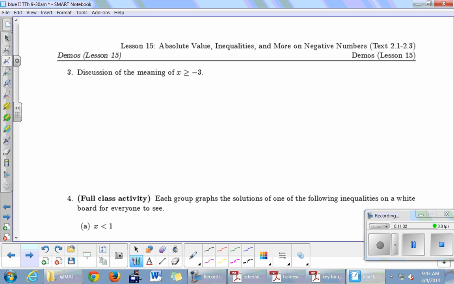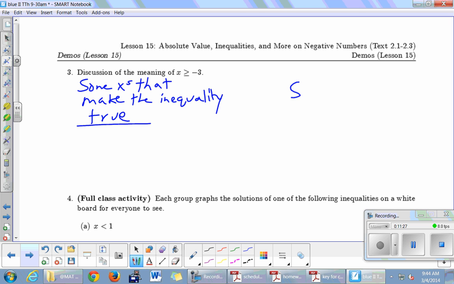Discussion of the meaning of x is greater than negative 3. I'm just going to make a real quick list. Here are some x's that make, all right, so first this is called an inequality as opposed to an equality with an equal sign, that make the inequality true. Just going to make a quick list. And then some x's that make it false. So we're just going to list a few numbers in each category.